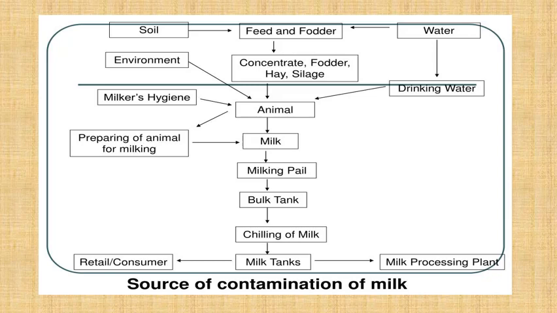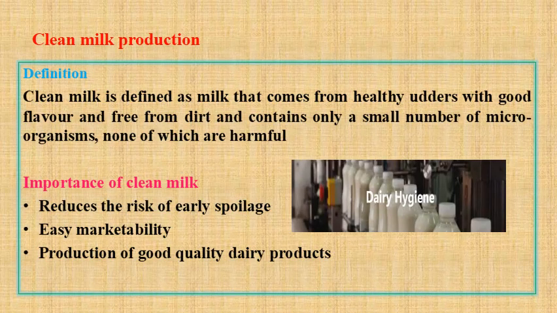So here once again we need to understand the flow of the milk and the sources of contamination, that is mainly the environment, animal, utensils and the human workers. So these are the major sources. Now here we need to understand clean milk production. So how can we define clean milk?